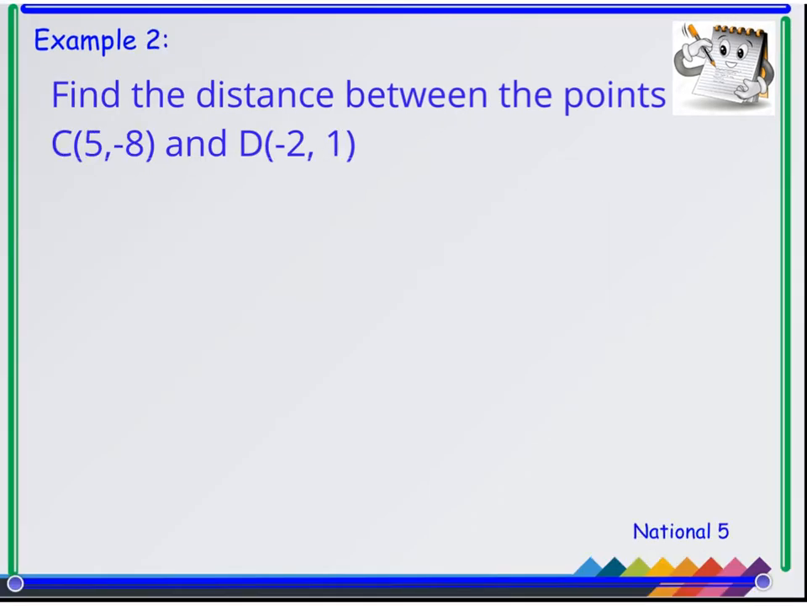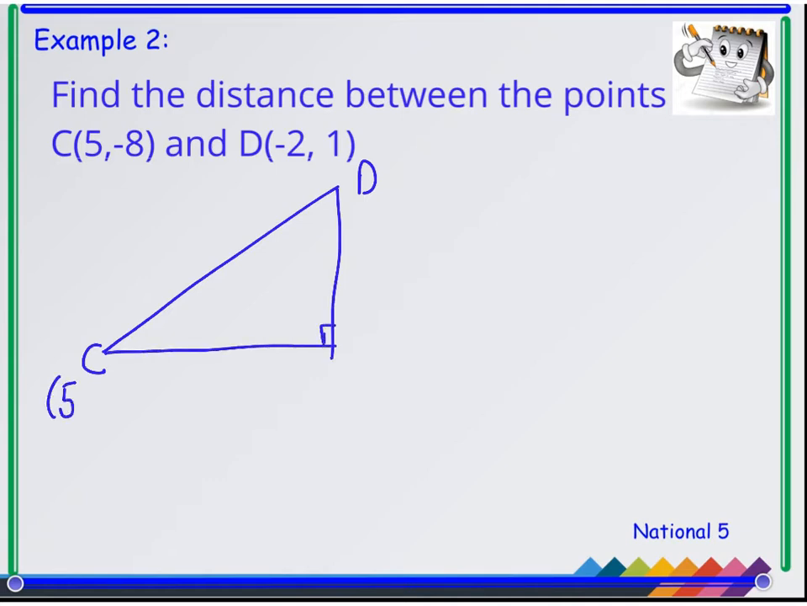So example, we want the distance between the points C, 5, -8 and D, -2, 1. So what I'm going to do is draw a wee line and call this C and this D. I'm going to make this into a right angle triangle. And C is at 5, -8. D is at -2 and 1. And I see a lot of people at higher doing it this way when they forget the next way I'm going to show you. And they do it by what's called stepping out.